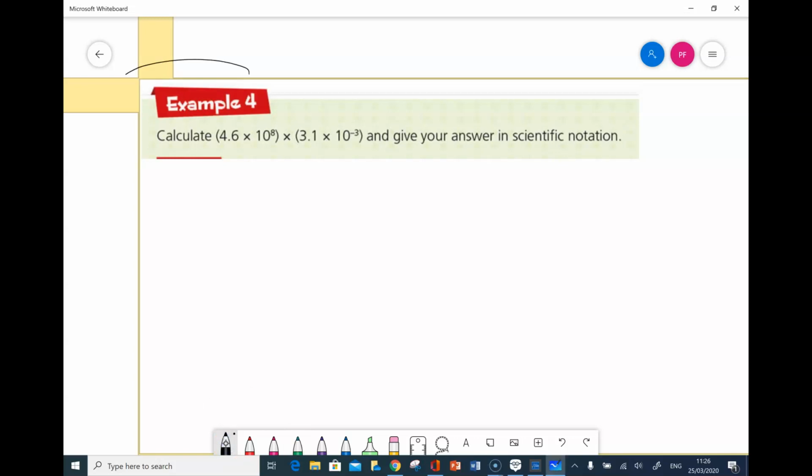Okay, so example 4 in scientific notation. Calculate 4.6 by 10 to the power of 8 by 3.1 by 10 to the power of minus 3. Give your answer in scientific notation.